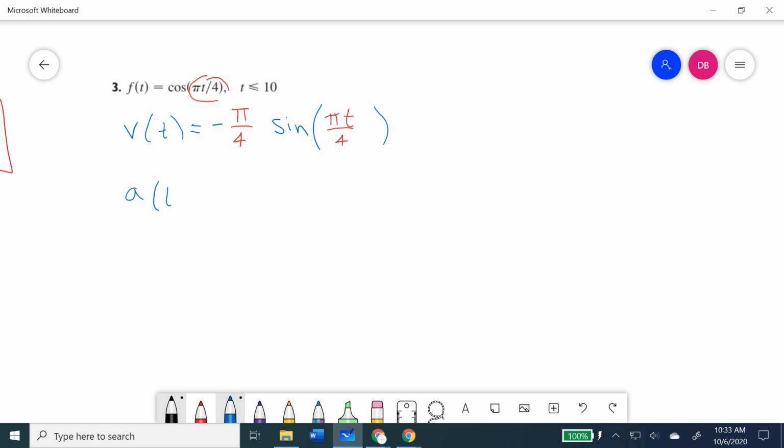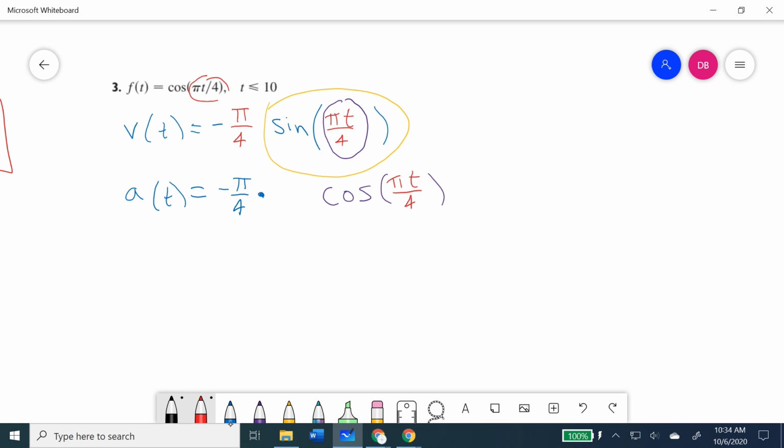Acceleration. To take this derivative, I'm starting off already having the constant multiple negative pi over 4, and I need to multiply that by the derivative of sine of the baby function. The derivative of sine is cosine. Then I remember that I'm chain ruling, so I give mommy her baby and multiply by the derivative of pi over 4 times t.